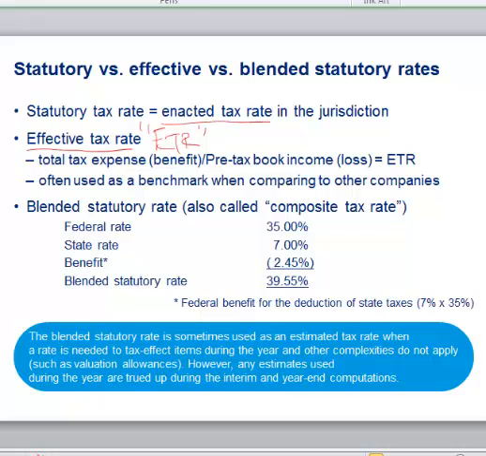Right, so that could be the same as the statutory rate, but it could easily be different because of all the things that impact your effective rate. Okay, so then the twist with this slide, relative to what we've covered before, is this concept of a blended rate.